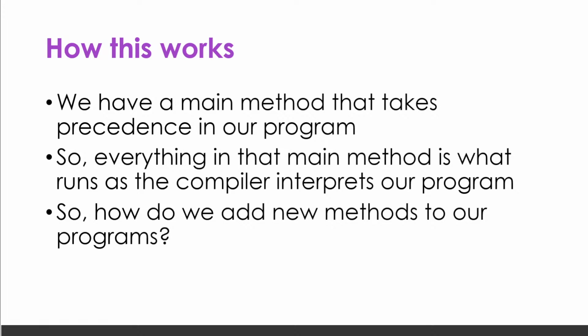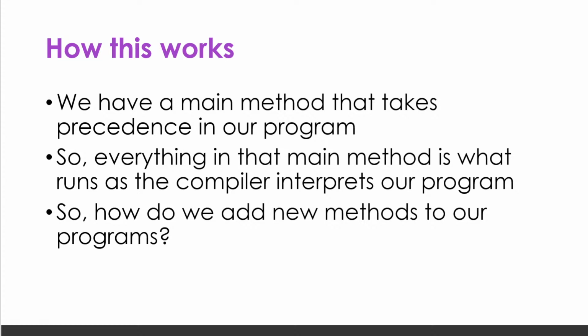So how this works basically is we have a main method that takes precedence in our program. That's why we need that void main, right? It takes precedence in our program. Everything that we run in our program needs to be run through this main method. So even when I have other methods that I write in my program, I will need to refer to them inside of that main method in order for them to work. Right? Because the main method is what runs as the compiler interprets and compiles our programs.